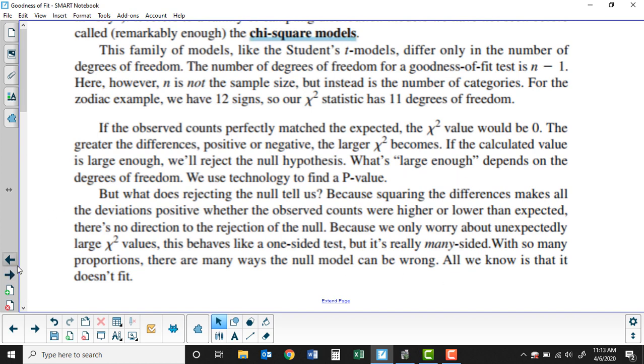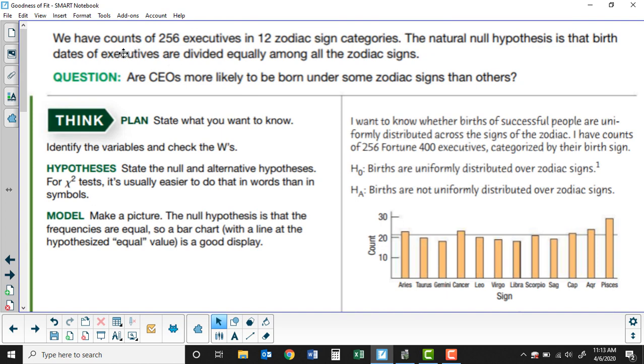All right, so let's take a look here. So here we have the problem. We have counts of 256 executives in 12 zodiac signs. The natural null hypothesis is that birth dates of executives are divided equally among the zodiac signs. So our question is, are CEOs more likely to be born under some zodiac signs than others?